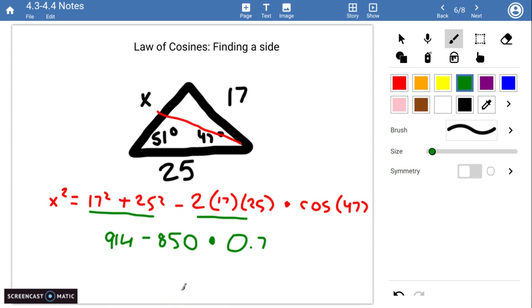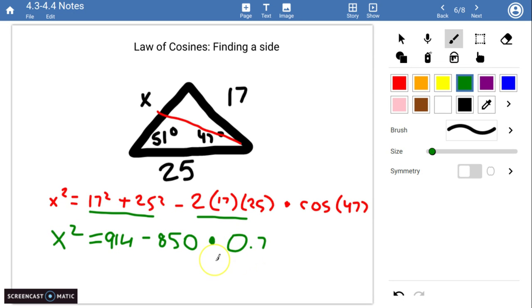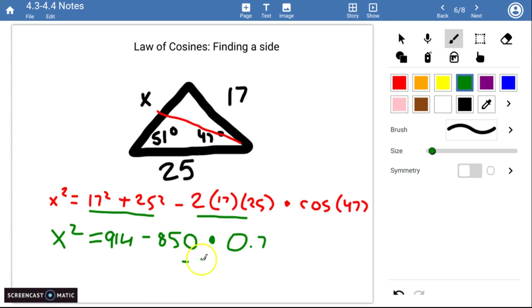Now, if you know your order of operations, you know that you're not going to do 914 minus 850. By the way, x equals still is over here. You're going to do -850 times 0.7. That equals negative 595. And then 914 minus still. So 914 minus 595 is 319. So we have x squared equals 319.